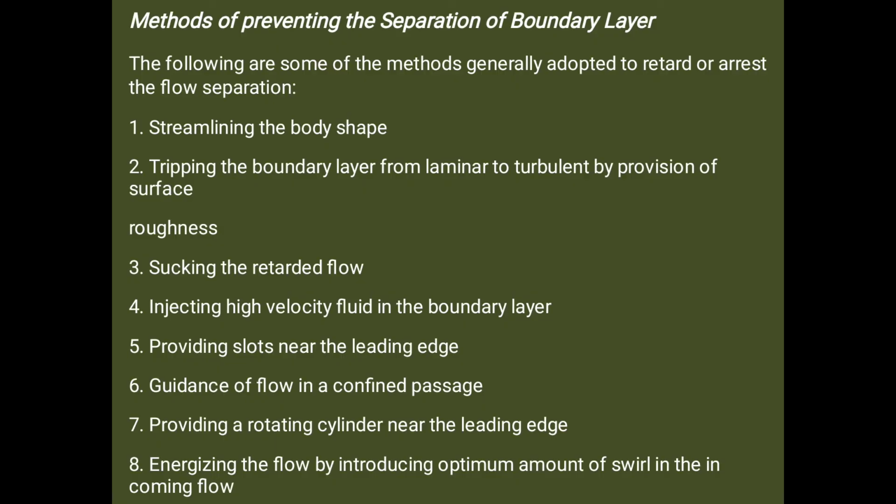Methods of preventing the separation of boundary layer. The following are some of the methods generally adopted to retard or arrest the flow separation: streamlining the body shape, tripping the boundary layer from laminar to turbulent by provision of a rough surface, sucking the retarded flow, injecting high velocity fluid in the boundary layer, providing slots near the leading edge, guidance of the flow in a confined passage, providing a rotating cylinder near the leading edge, and energizing the flow by introducing an optimum amount of swirl in the incoming fluid.